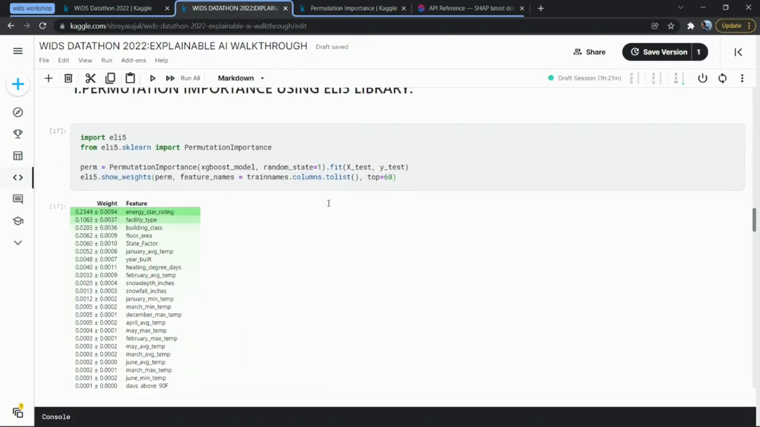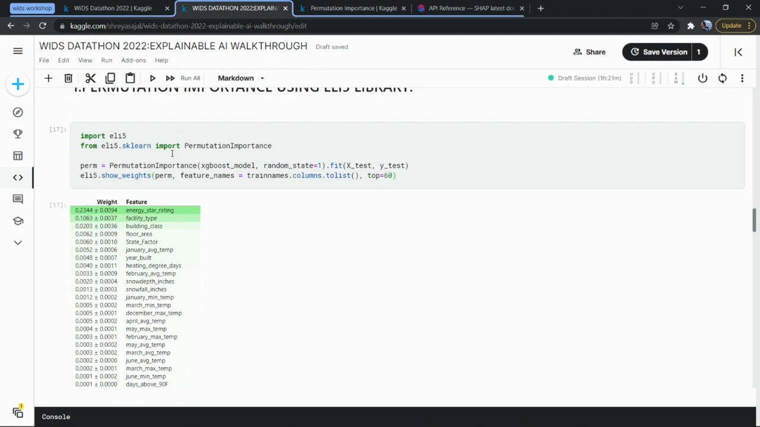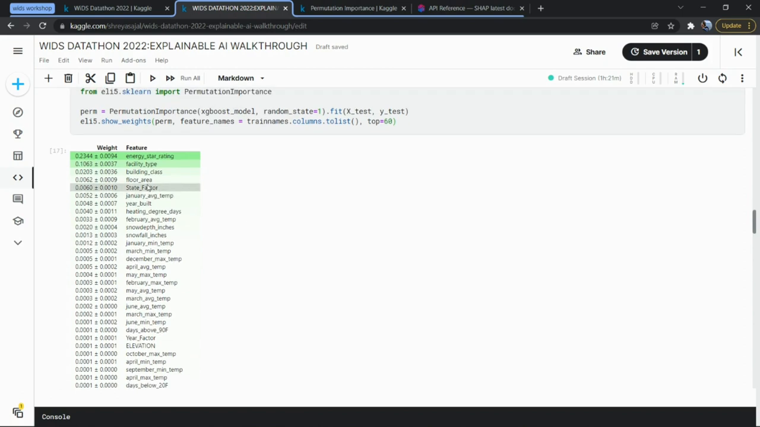Now moving to our example, when I calculated the feature importance using the PermutationImportance class of the eli5 sklearn library, I have energy star rating at the highest, and this plus minus 0.0094 that you see over here is the randomness. Like in any statistical process, you have this randomness. You don't have a fixed value of 0.2344. There is this randomness on shuffling that is associated. So facility type is second, building class is third, and this is the weight of each feature.